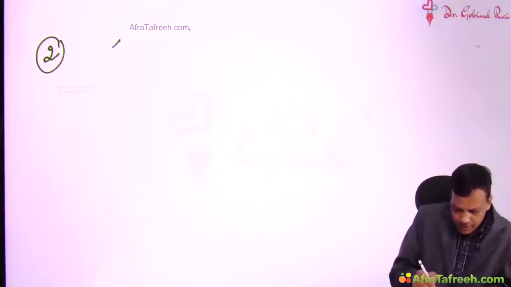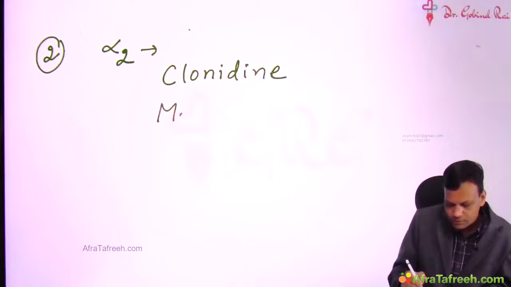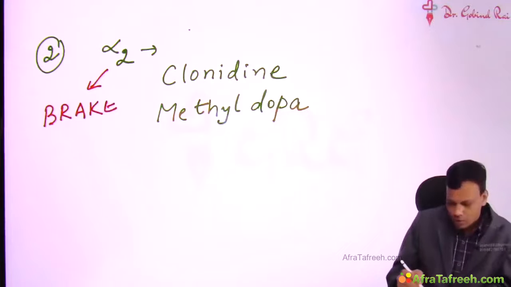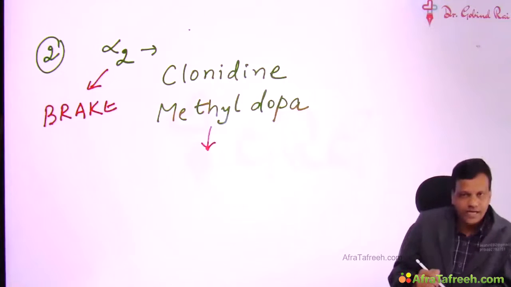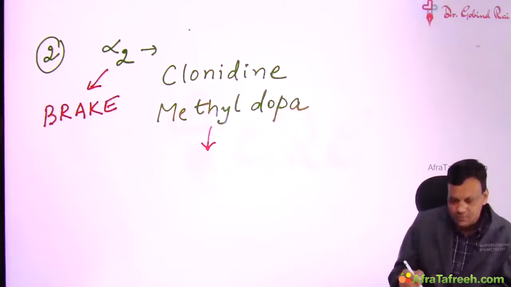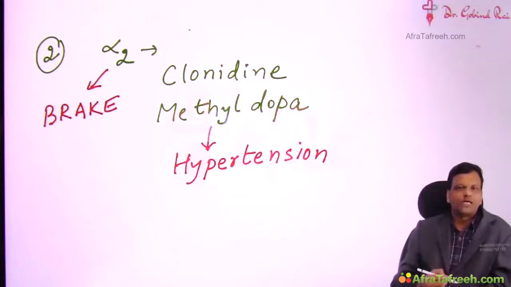Now coming to drug stimulating alpha-2 receptors. The drugs stimulating alpha-2 receptors are clonidine and methyldopa. And we discussed the function of alpha-2 receptor. It was acting like a brake. That means it was stopping the sympathetic activity. So when we give clonidine or methyldopa, they will stop sympathetic activity. So what will happen to blood pressure? The blood pressure will decrease. So these drugs are used to decrease blood pressure, that means used for treatment of hypertension.